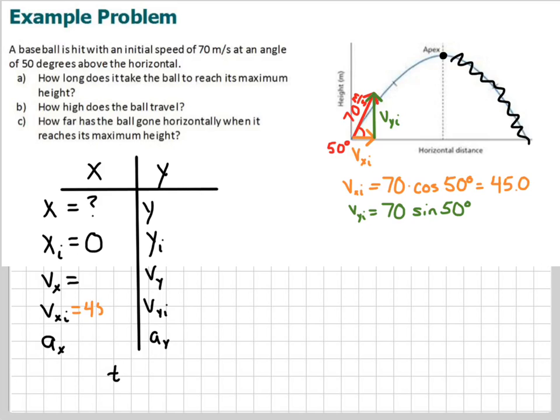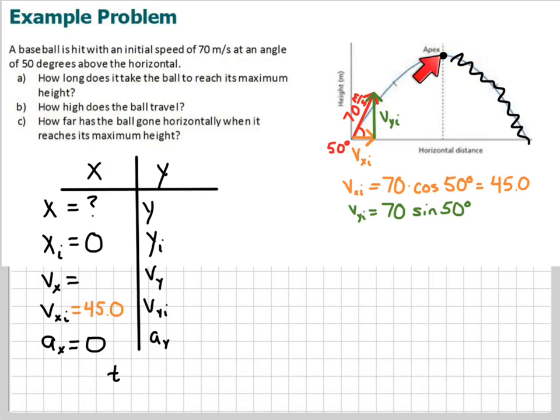Alright, my next step, I evaluate this, and that turns out to be 45.0 meters per second, so I'm going to go ahead and fill that in there. I'll come back to evaluating this in a moment, but let's finish off the X column and then work our way down the Y column. We know that there's no acceleration in the x direction because gravity only acts vertically, so a sub x equals 0. And let's turn our attention to the y column.